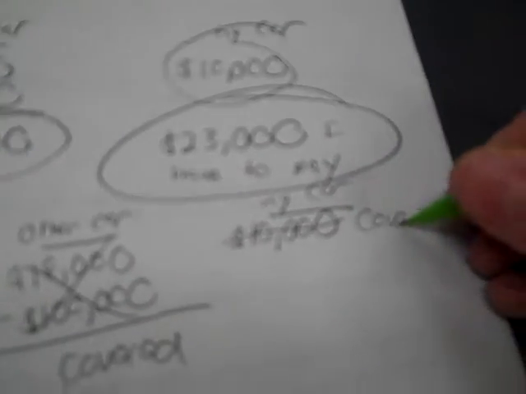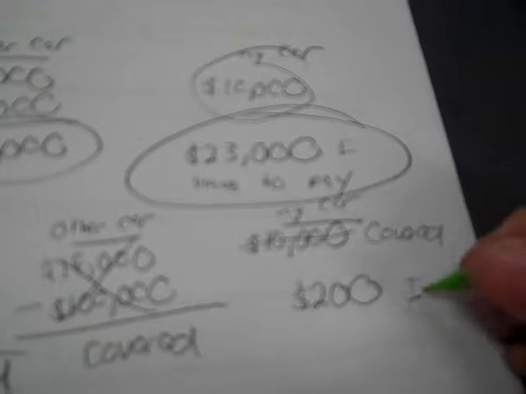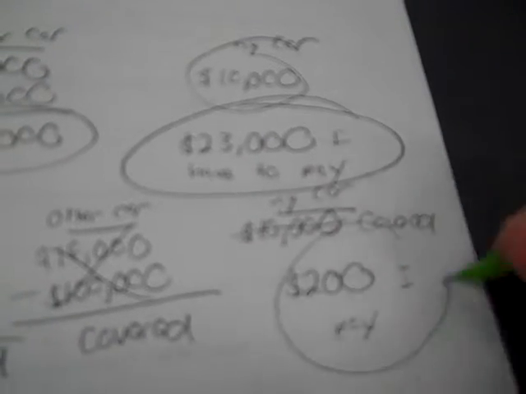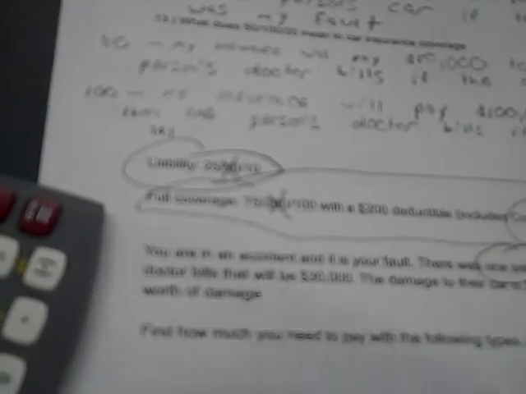And then my car, it says comp and collision, so that means my car is covered, but I do have to pay this deductible before they pay for all this stuff, okay? So $200 I pay. So which one's better? Well, obviously this one I don't have to pay as much. This is better insurance. I have to pay more for it, but it's better.